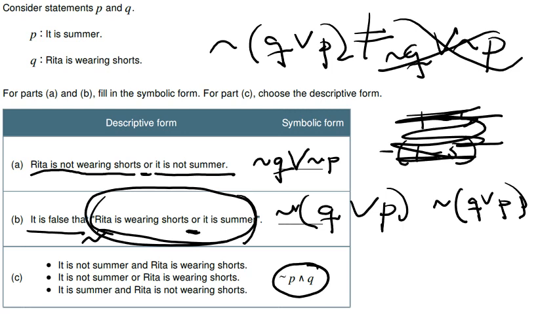Now, it is not P. It is not summer. This stands for and. So it is not summer. So it's between these two here. But then that's an and symbol. And then here's Q. And Q stands for Rita is wearing shorts. So this is our answer here. It is not summer and Rita is wearing shorts.